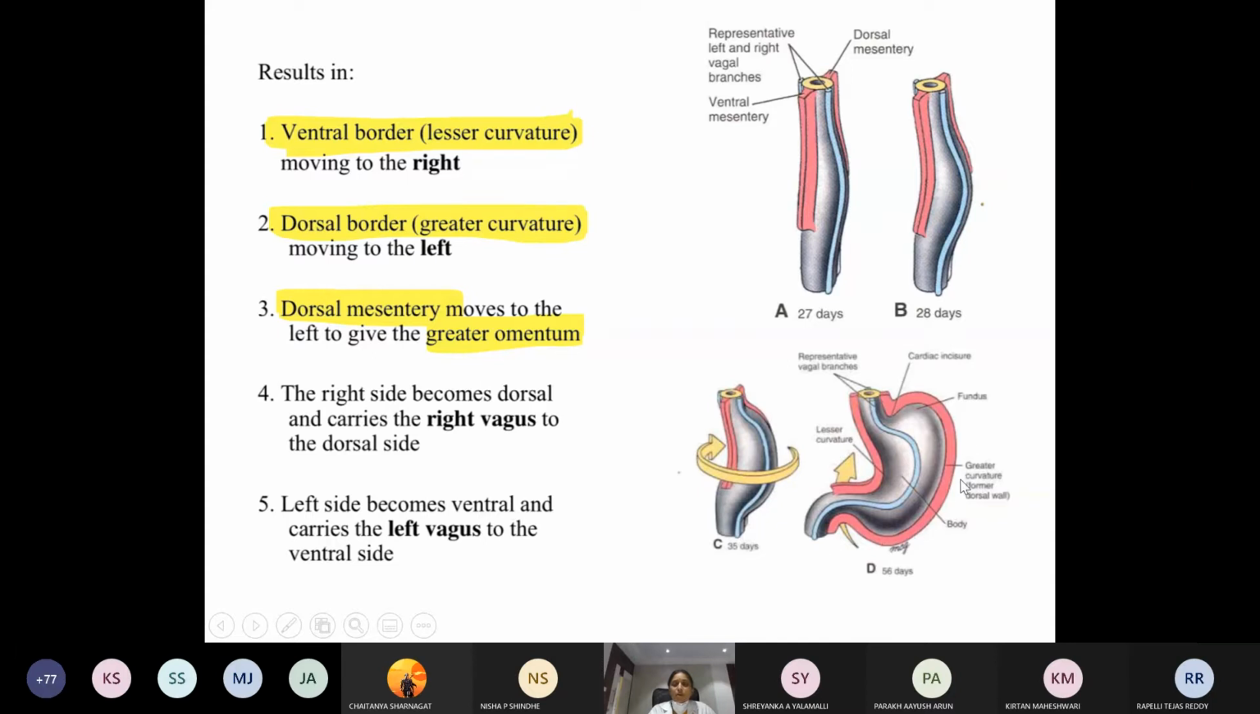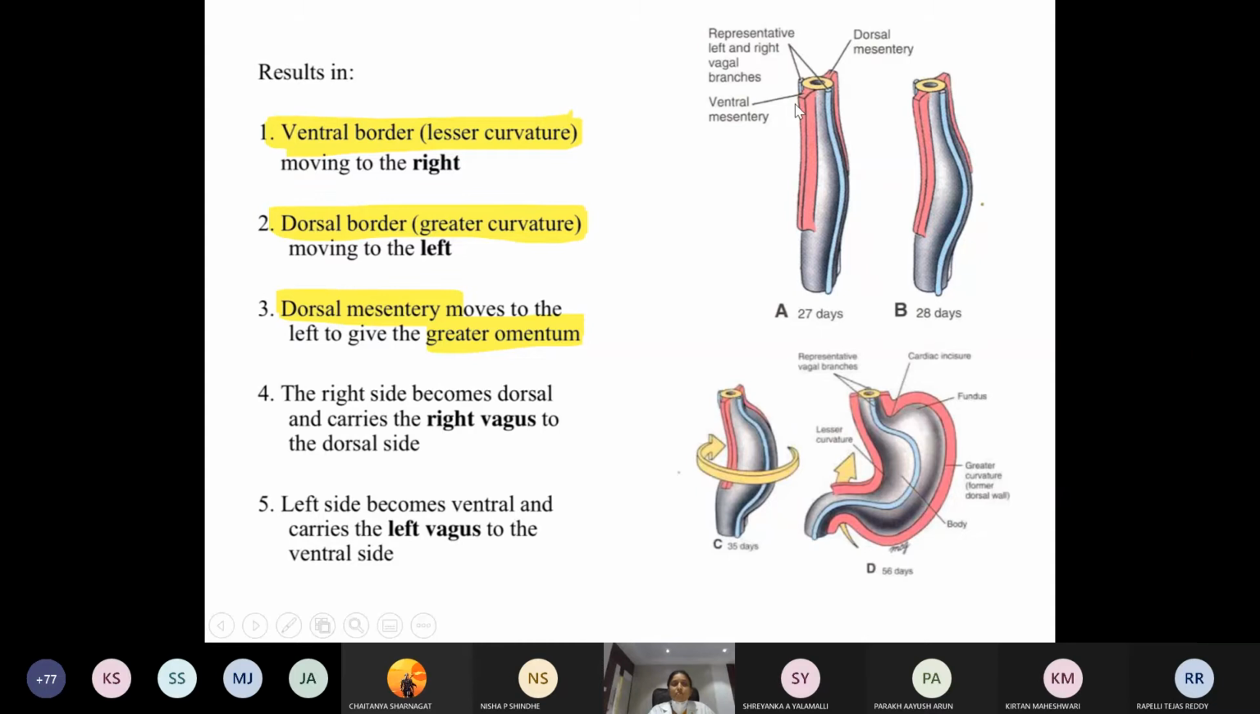See, the class about the omentum was already taken, I think, right? So the dorsal mesentery will give rise to the greater omentum, whereas the ventral mesentery will give rise to the lesser omentum. And not only that, but something else also, which I will show in the next slides. The ventral mesentery not only gives rise to the lesser omentum, but also something else related to the liver. Clear? Now, what you have to remember here is the right vagus.